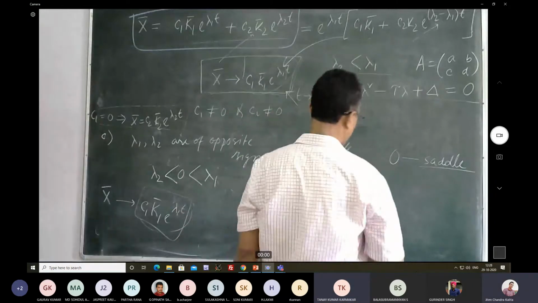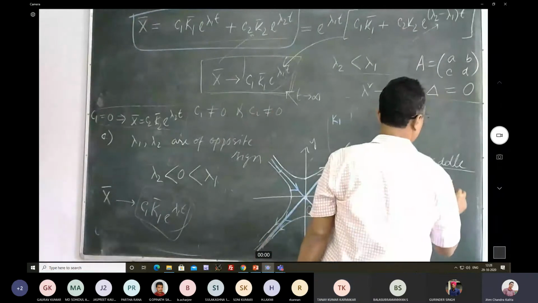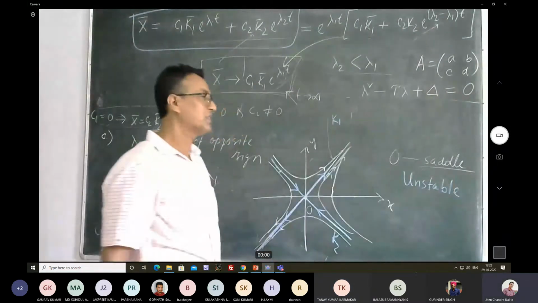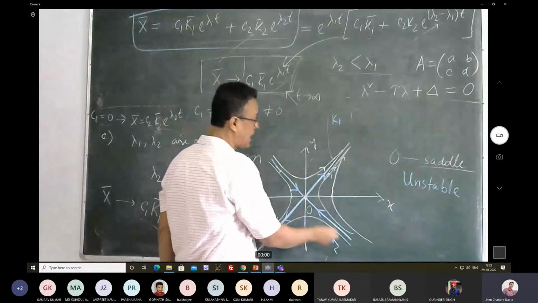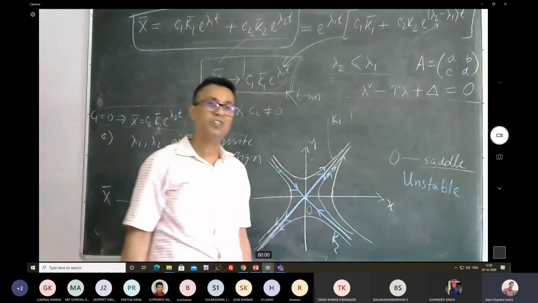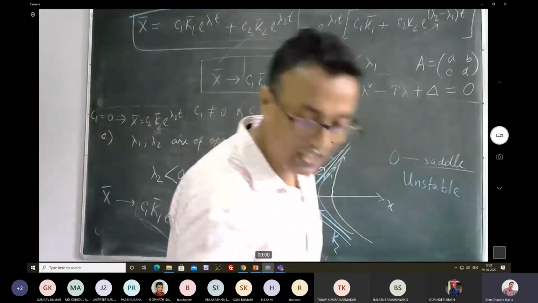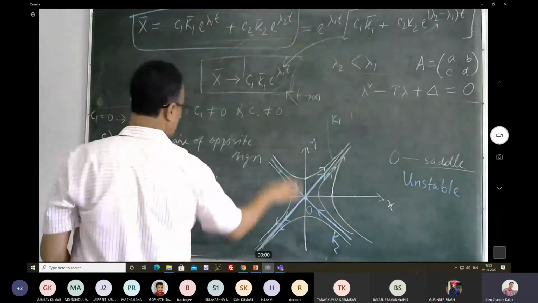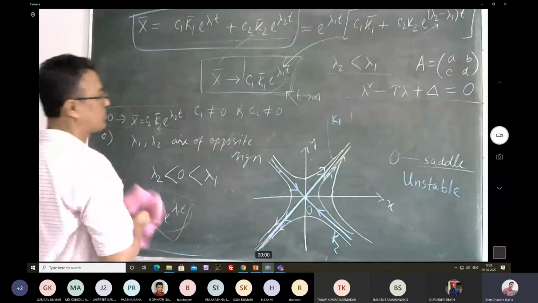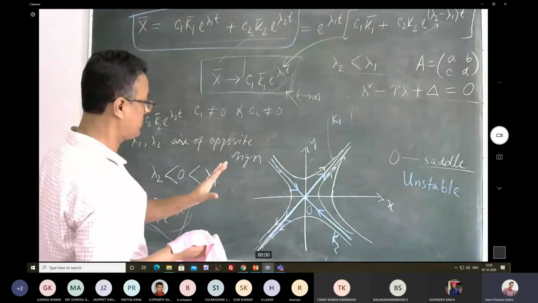This is unstable. Here, the only stable trajectory is this line K2. All others are unstable. So let me give you one example, then all the concepts will be clear. Did I miss something?